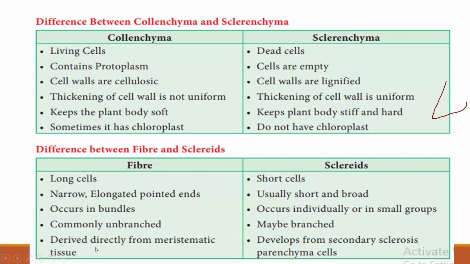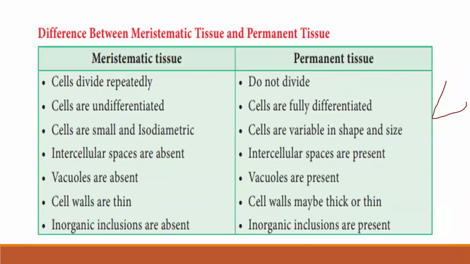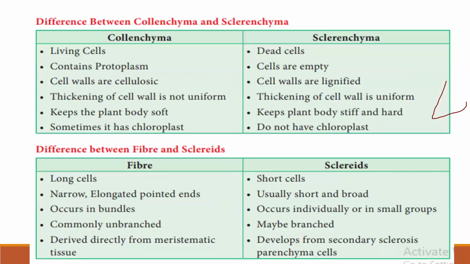Fibers are derived directly from the meristematic tissues, whereas the sclerites develop from secondary sclerosis, that is, from the parenchyma cells only. Secondary sclerites generally are derived from the parenchyma cells. So this is about the differences between meristematic tissues and permanent tissues, collenchyma and sclerenchyma, and fibers and sclerites.